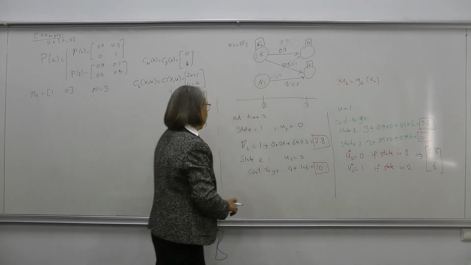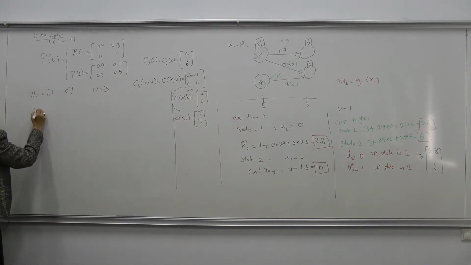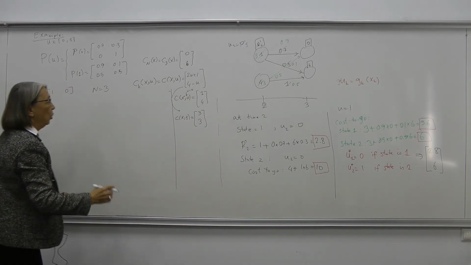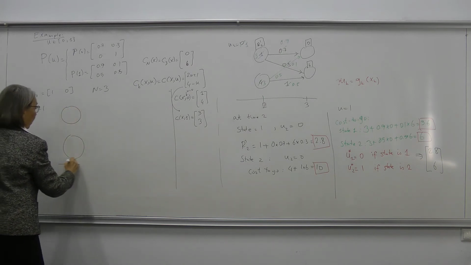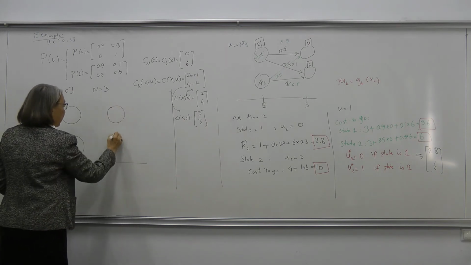And when we come to time k equal to 1, again, we will repeat the same procedure. So let me draw the diagram here. This is the time k equal to 1, and this is the time k equal to 2.